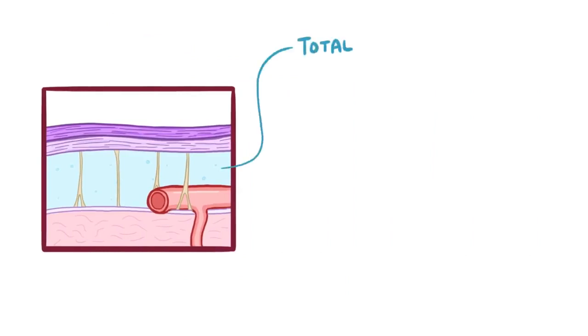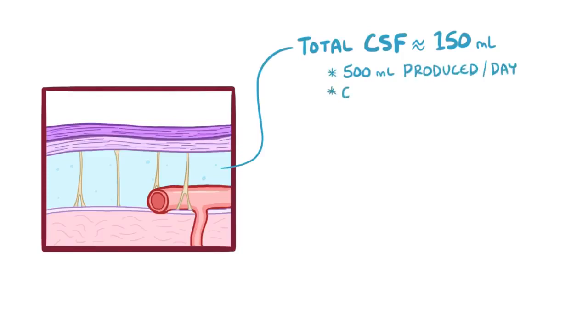Now, at any given time, there's about 150 milliliters of cerebrospinal fluid in the body, and this is constantly replenished, with around 500 milliliters of new cerebrospinal fluid produced every day, and the excess, or 500 minus 150, or 350, is absorbed into the blood.